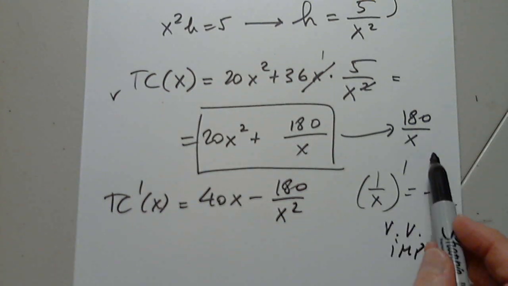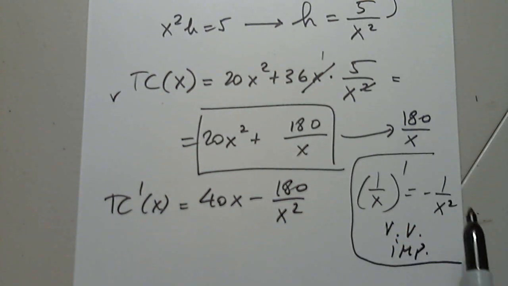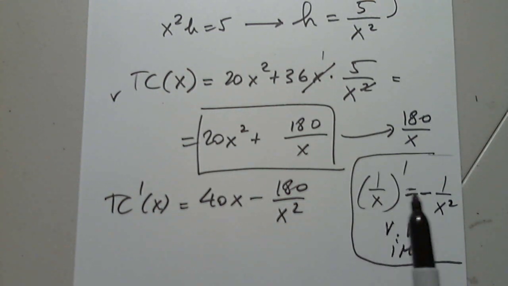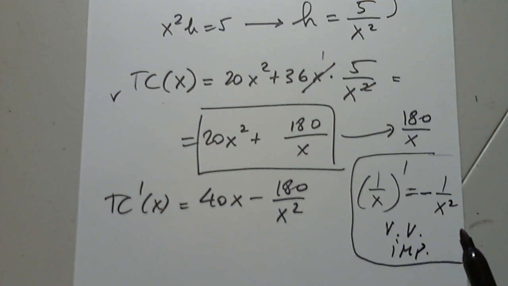We discussed that, and please remember it's in our notes. It's a very important formula. 1 over x prime is negative 1 over x squared. Now, if it's 1 over x squared, yeah, we have to do that. If it's 1 over x cubed, yes, but not for 1 over x.